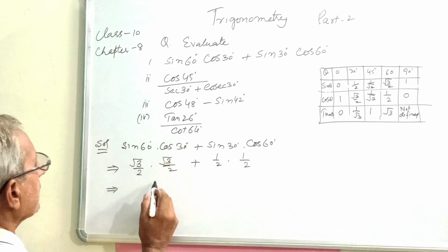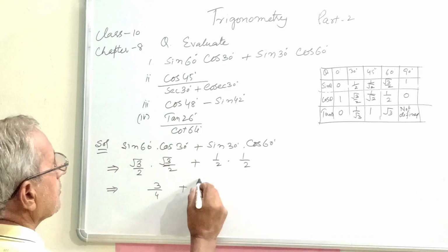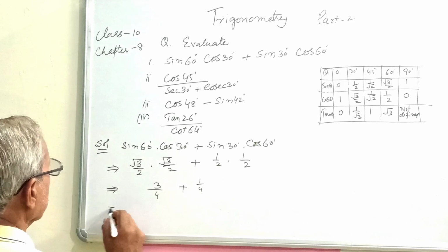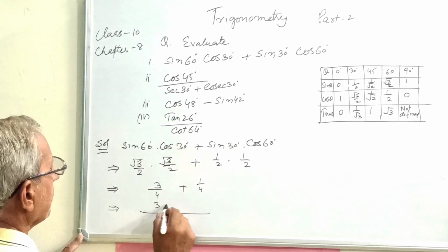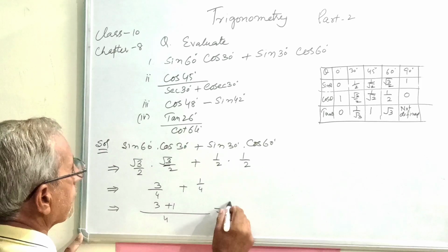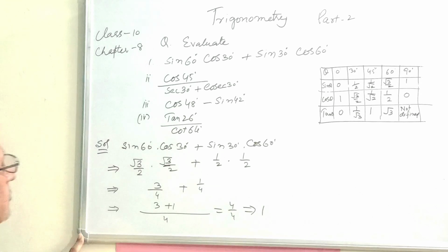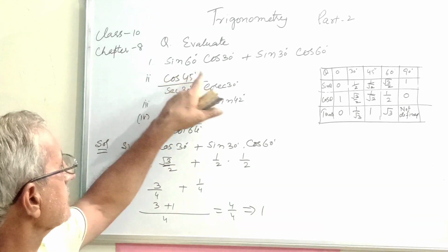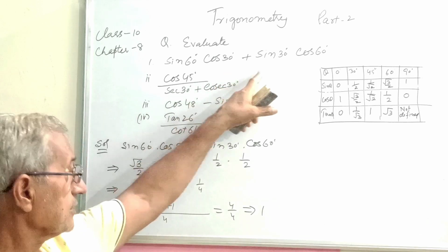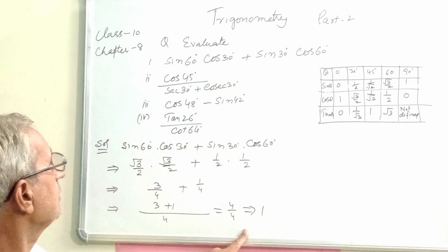These two values will be 3 upon 4 plus 1 upon 4. LCM 4. So 3 plus 1 is 4 upon 4, that is equal to 1. So the evaluation for sin 60 into cos 30 plus sin 30 into cos 60 will be 1.